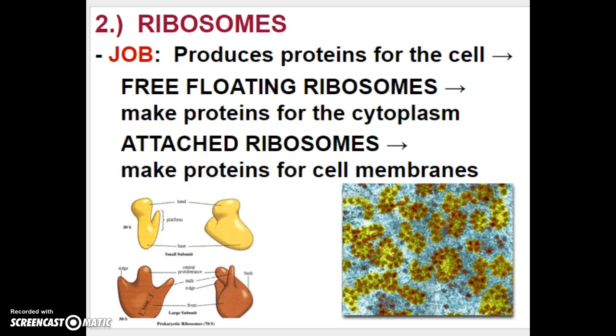There are two types of ribosomes. Some are kind of free-floating. They make proteins for the cell and the cytoplasm. And other ribosomes are kind of stuck on an assembly line for making proteins. So we call those attached.